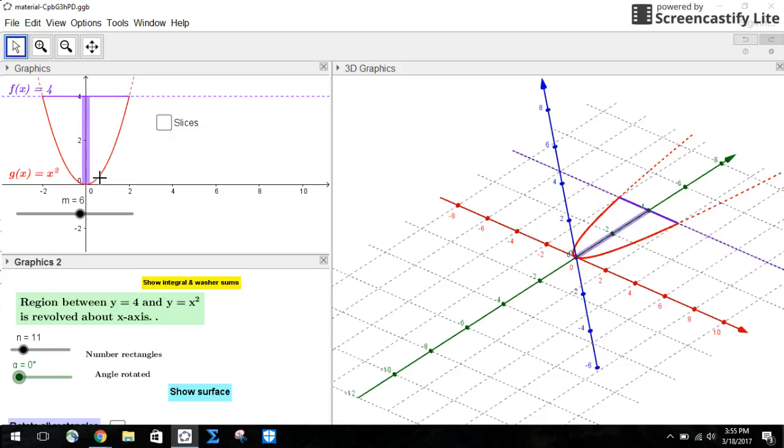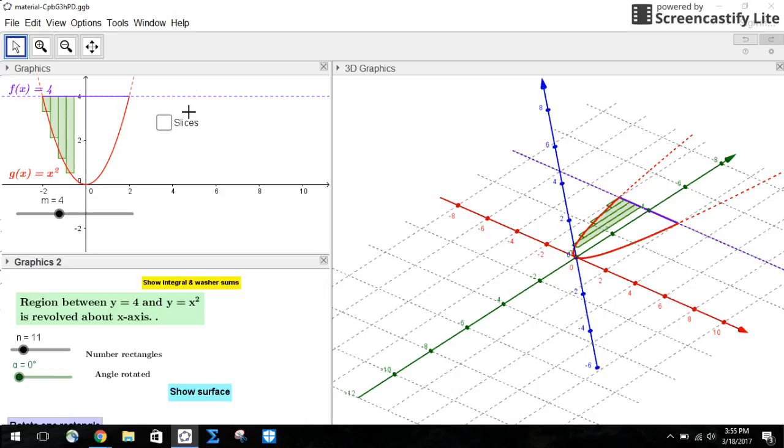Now we're going to be looking at a shape like this. The area bounded by the line y equals 4 and y equals x squared, like this whole area right here. And we're going to look at what happens when we take all these rectangles and rotate them around a non-boundary line. So I'm going to go back to just one slice.